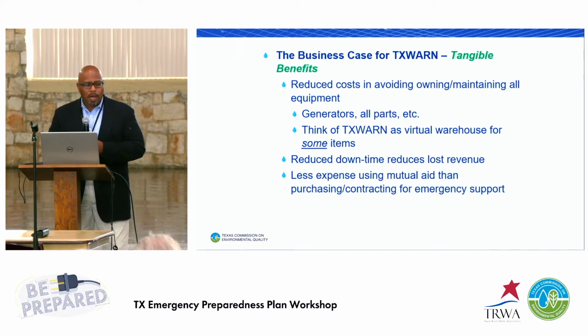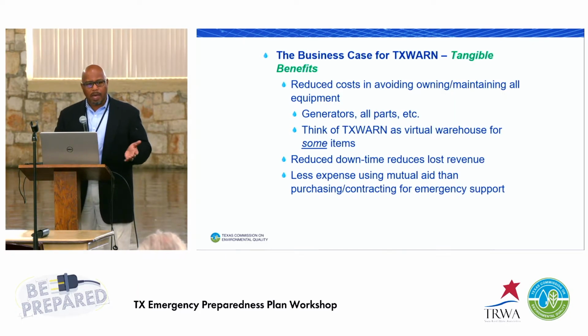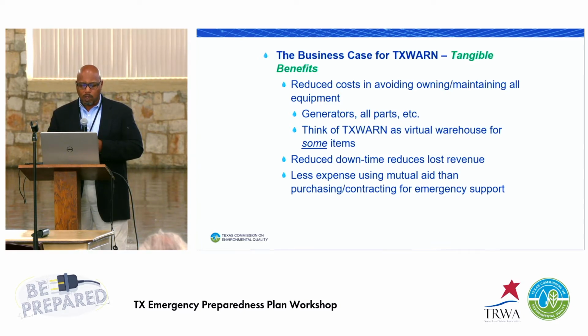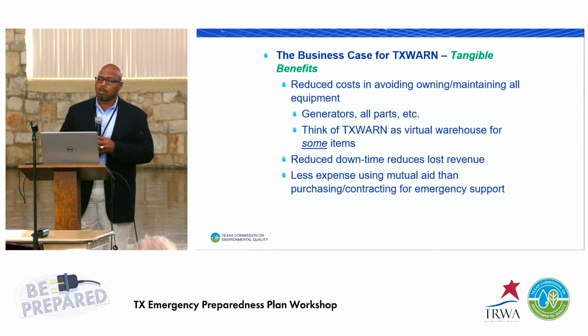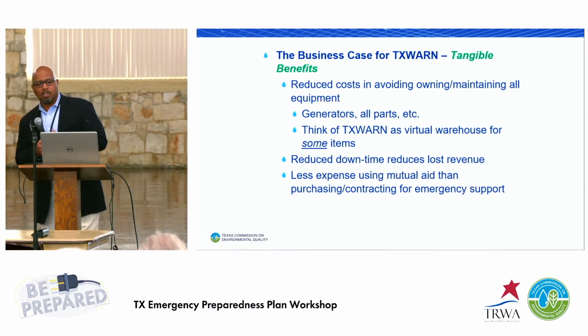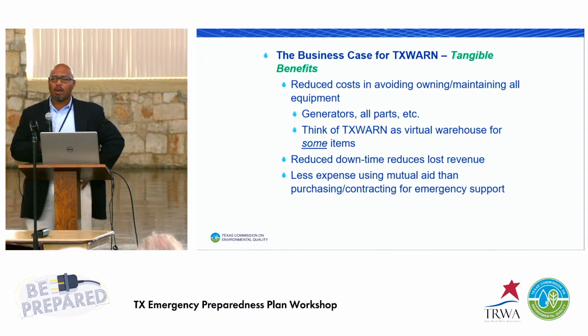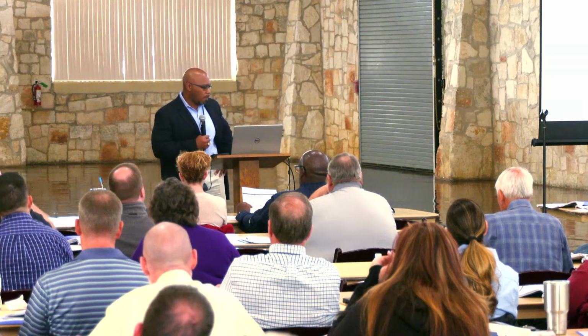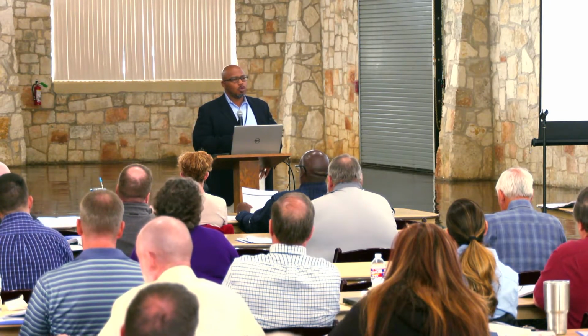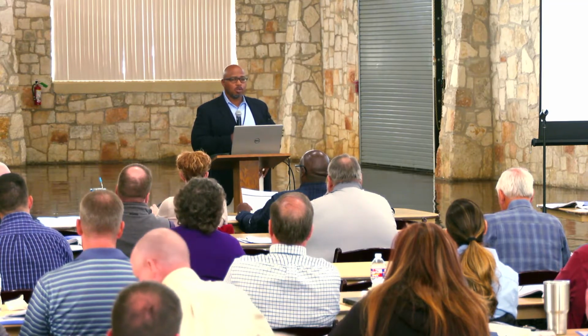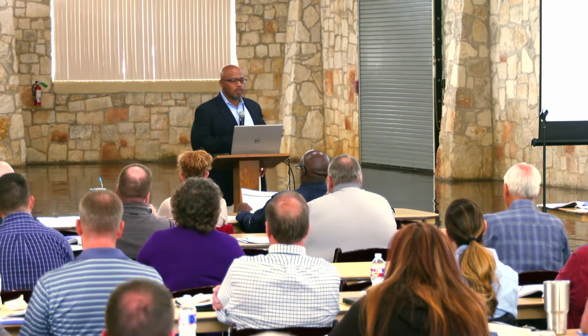Hopefully we'll reduce downtime and reduce loss. You can get back up, you get your request fulfilled, and it's a lot cheaper than purchasing and contracting that emergency support. Now, I'll be real honest. There are some events that will tax even a statewide mutual aid, and we saw that during Uri, right? Because of just how widespread that event was, it was hard for people to share. But it did happen. There were some requests that were fulfilled during Uri.